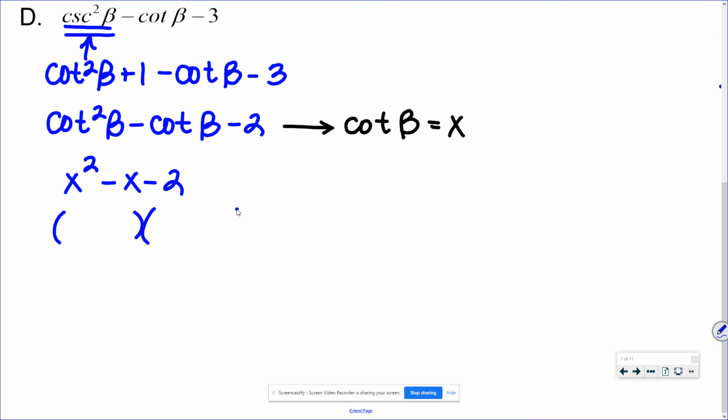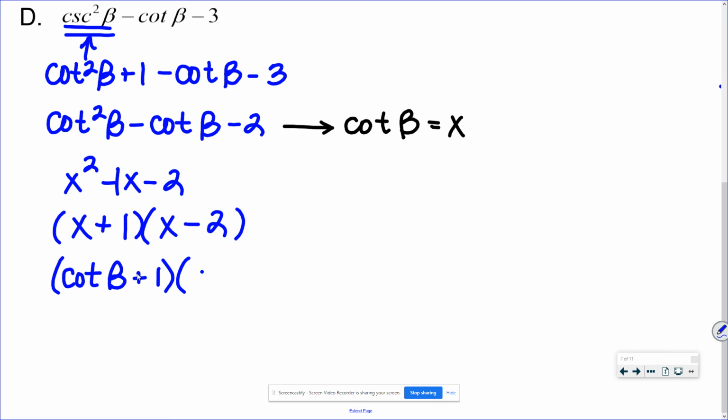So now that I have it looking more normal, I'm going to try to factor. So what times what equals -2 that adds up to -1? That would be -2 times +1, right? And that's basically your answer right here, you guys, except you're going to change it back. So instead of x, you're going to put cotangent of beta in each of those spots.